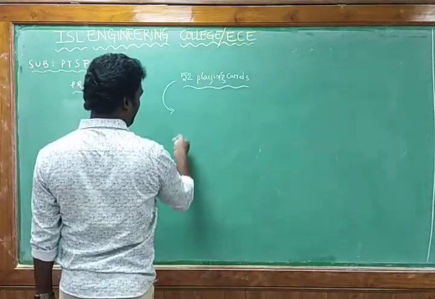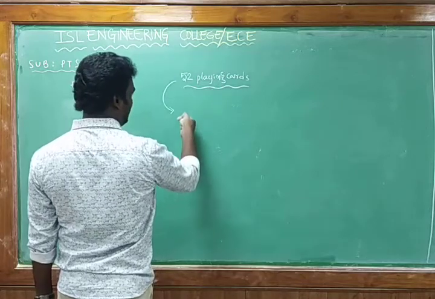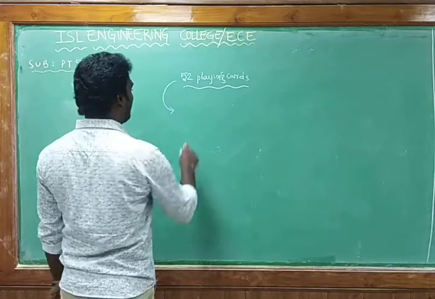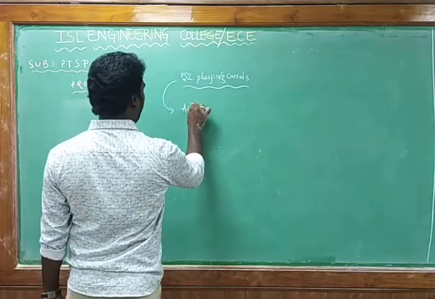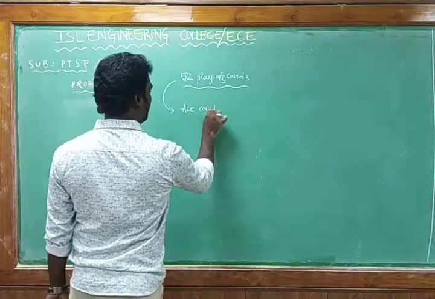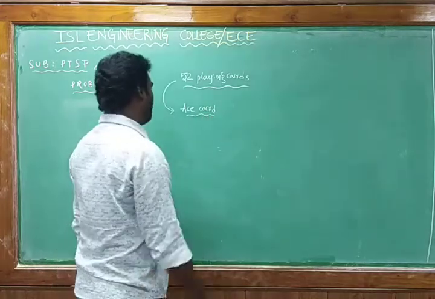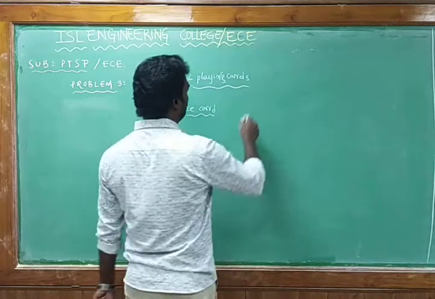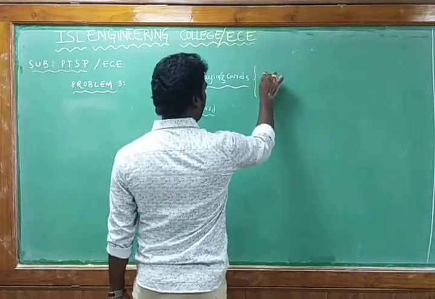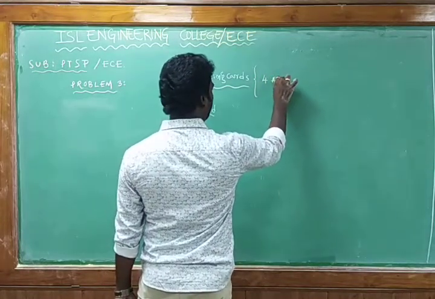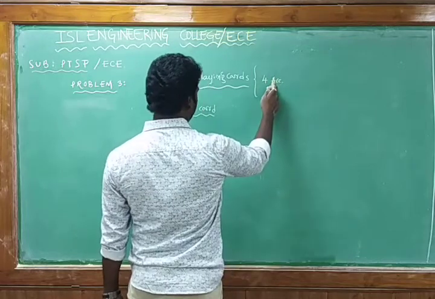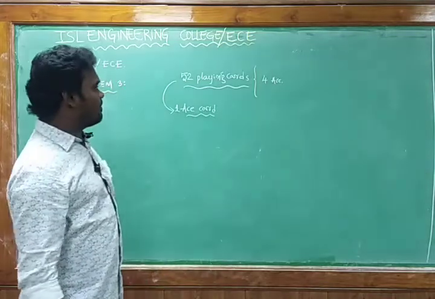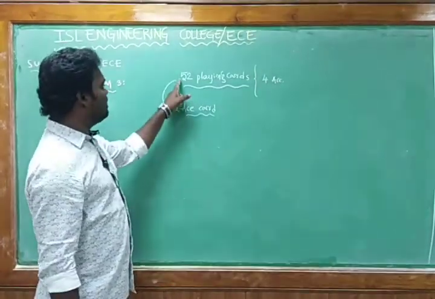We are drawing one card from the shuffled 52 cards, and the question is what is the probability of getting one ace card. We should know a fundamental fact: in the 52 playing cards there are 4 ace cards. From the 4 ace cards we have to choose one.